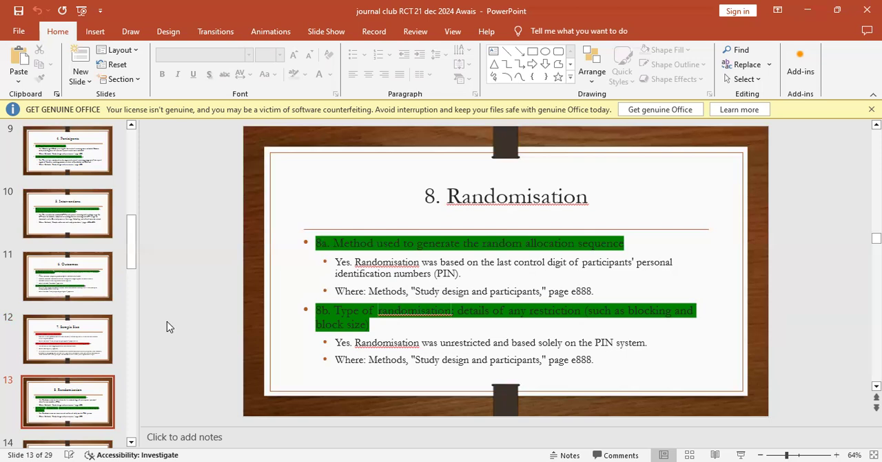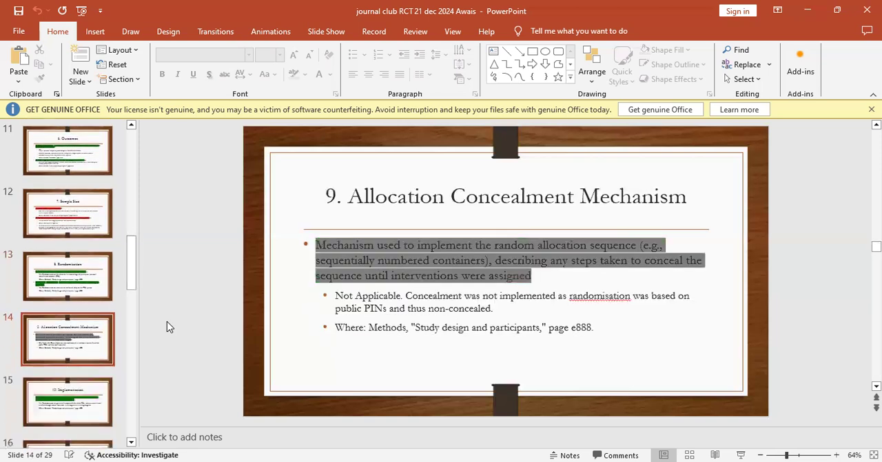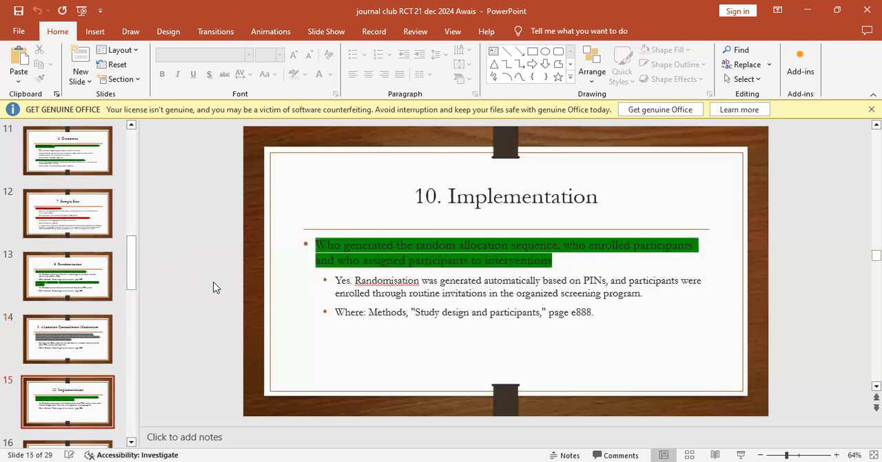Next, we have to recognize the type of randomization, details of any restrictions such as blocking and block size. Yes, randomization was unrestricted and based solely on the pin system. Going towards the allocation concealment mechanism, whether they have used a mechanism to implement the random allocation sequence, such as sequentially numbered containers, describing any steps taken to conceal the sequence until interventions were assigned. This was not applicable as concealment was not implemented, as randomization was based on public pins and thus not concealed.